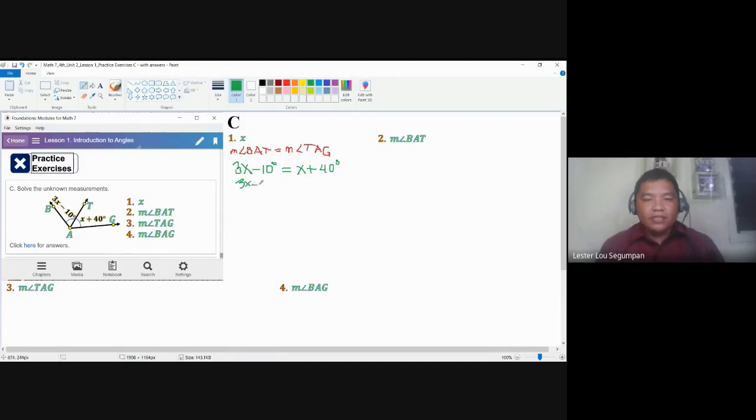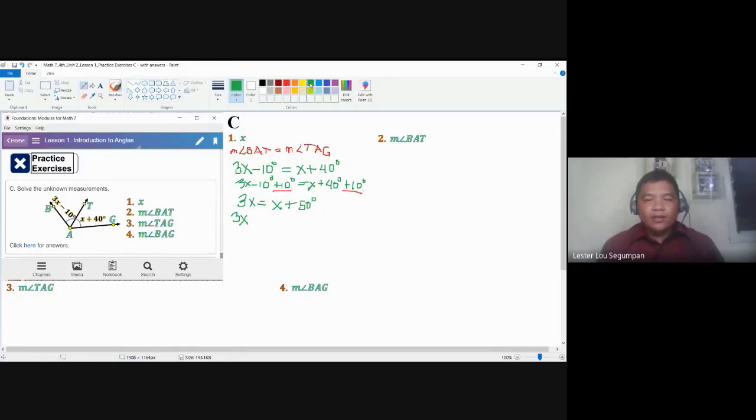Let's start with adding both sides by 10 degrees, so that the negative 10 here will be simplified into 0. So we also add here 10 degrees. And by doing that, you have 3x is equal to x plus 50 degrees. And then we subtract both sides by x.